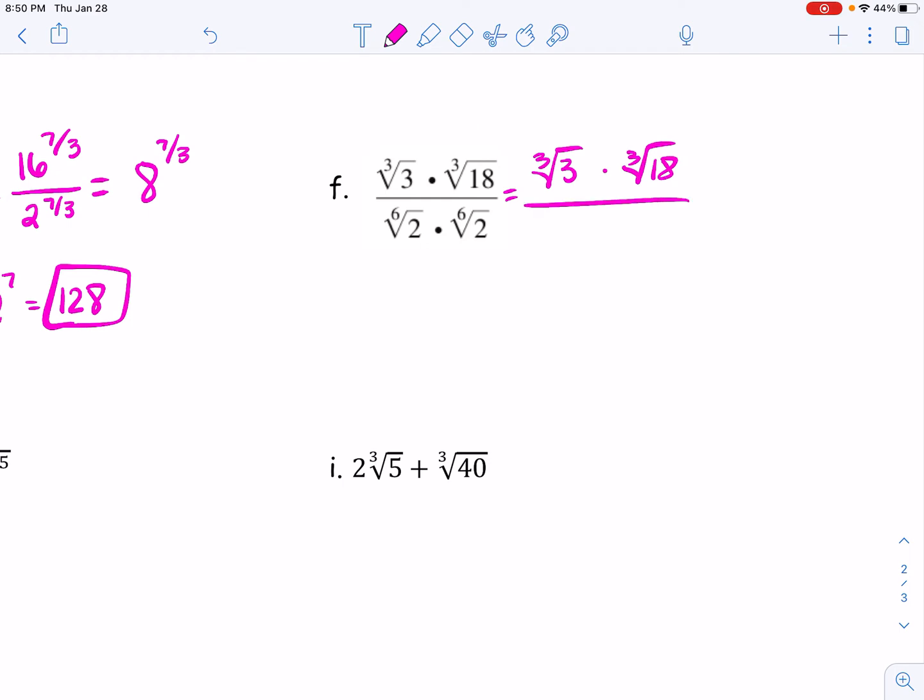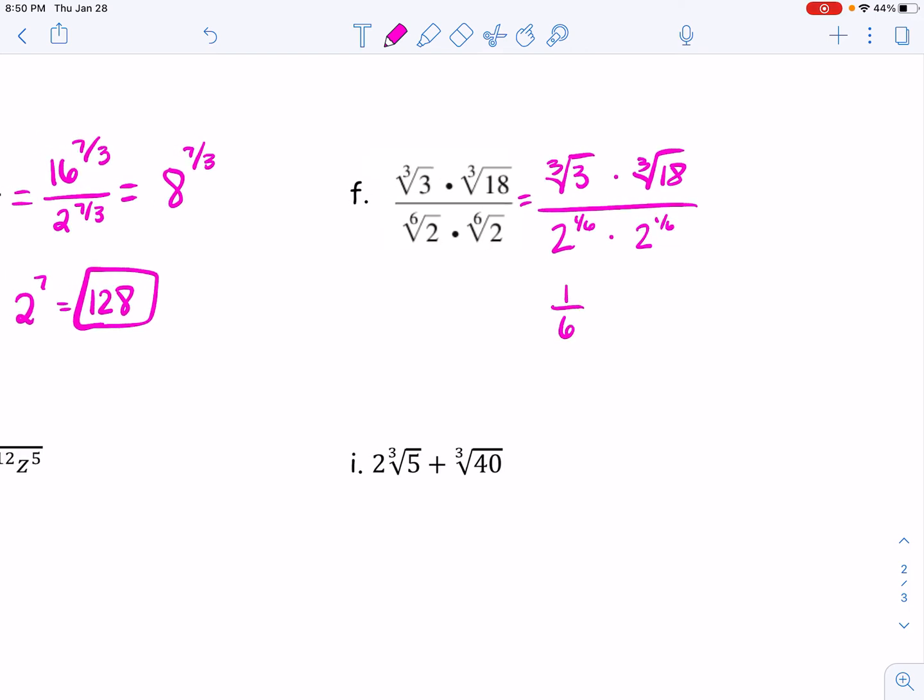If I were to rewrite the 6th root of 2, you should know that that is 2 to the 1/6 power. And then 2 to the 1/6 power. Well, those bases are the same, right? And so if I have the same base and I'm multiplying them, I can just add the exponents. Well, what is 1/6 plus 1/6? 1/6 plus 1/6 is 2/6, which is 1/3.